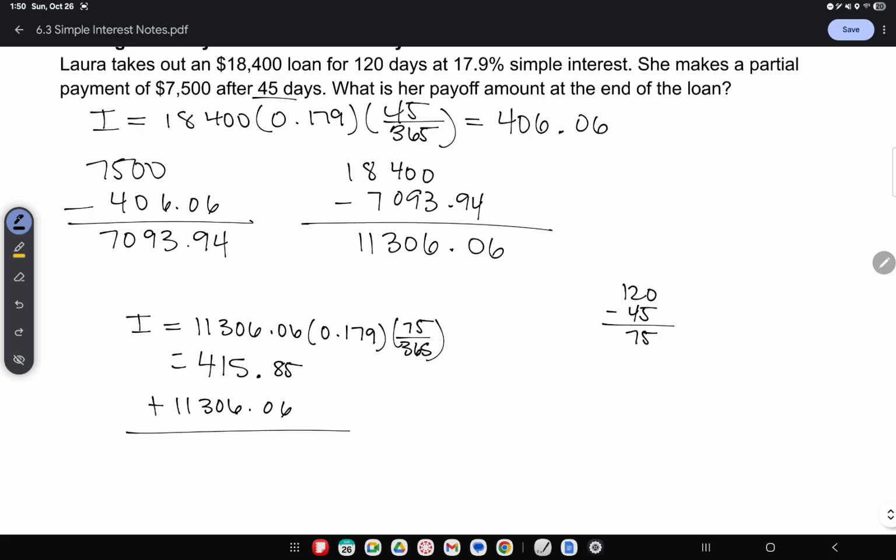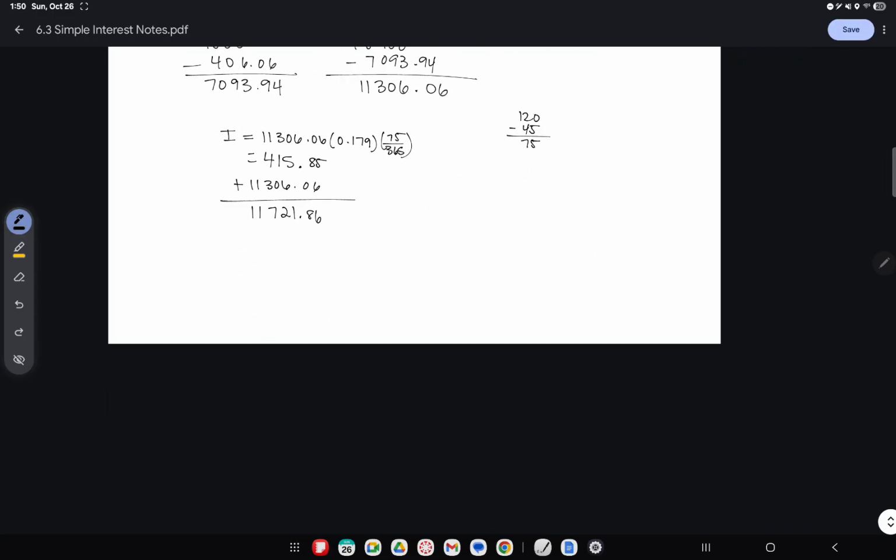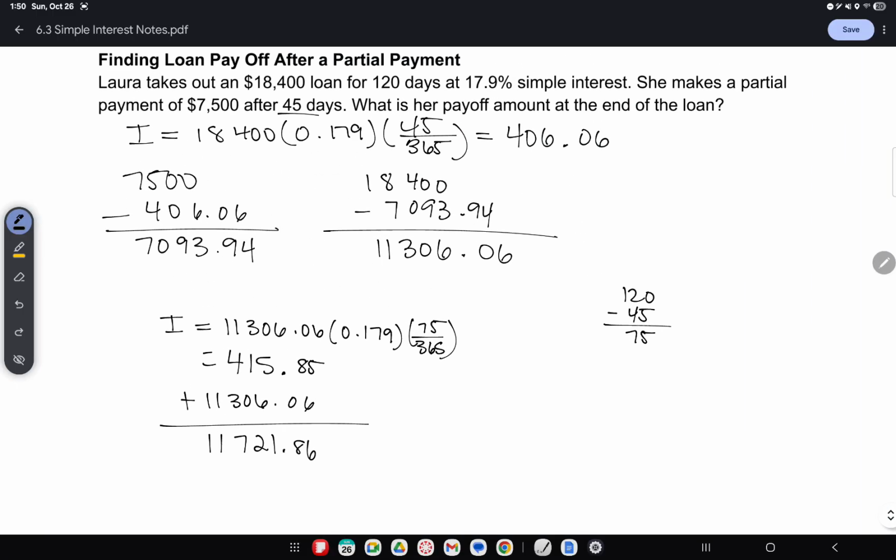So it does make a big difference with what you're dividing by. So we'll take that 415.85 plus 11,306.06 for a total of 11,721 and 86 cents. So that's how much we would have to pay off at the end.